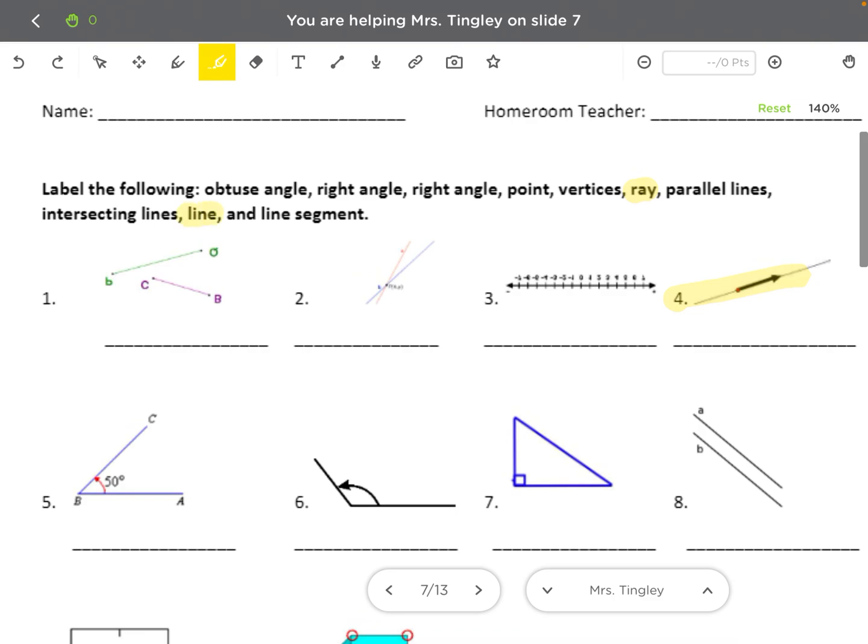We also learned about a line that continues forever and ever. Number 3 has the arrows on both sides. So that is an example of a line. And finally, a line segment. A line segment has a starting and an ending point. Number 1 gives an example of 2 line segments.